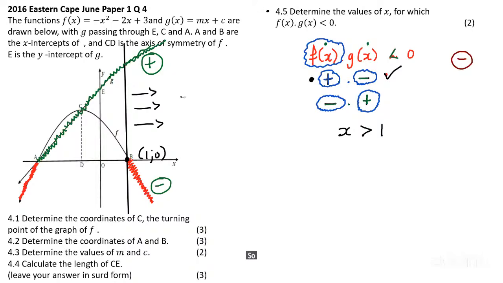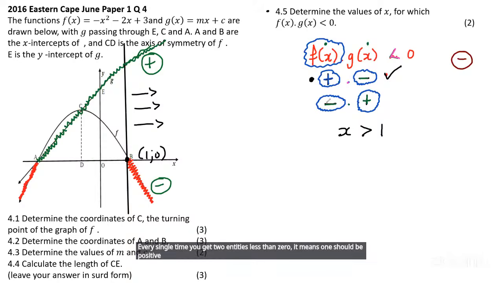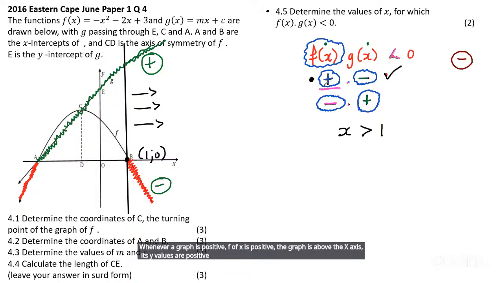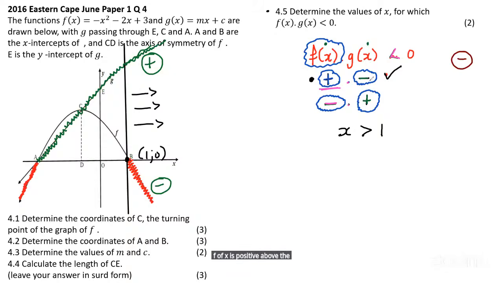So in essence, just to reiterate quickly, every single time you get two entities whose product is less than 0, it means one should be positive and the other negative, or the other negative then one positive. Whenever f of x is positive, the graph is above the x-axis, its y values are positive. When it's below the x-axis, it's negative.